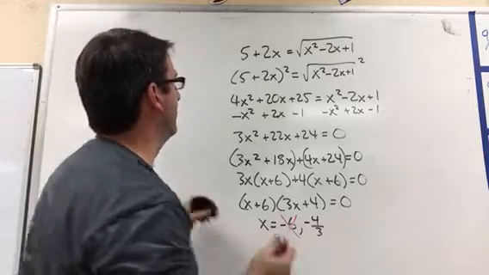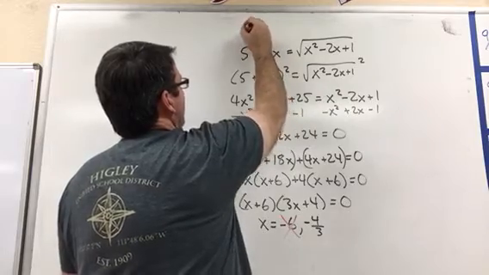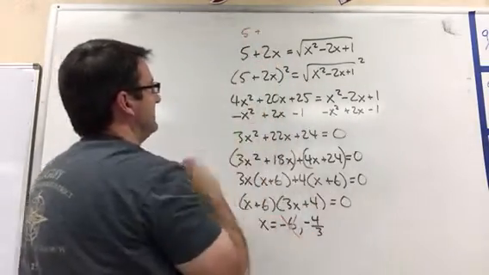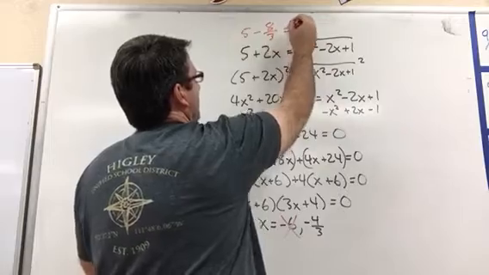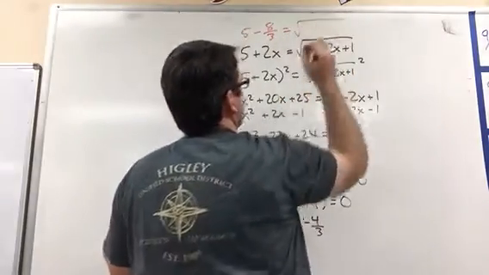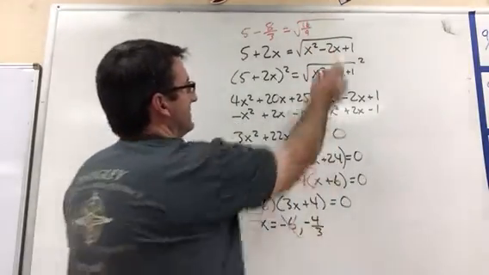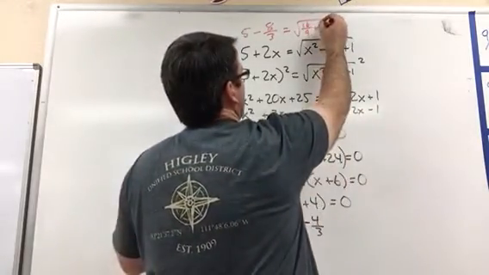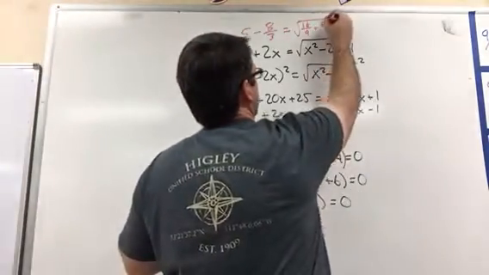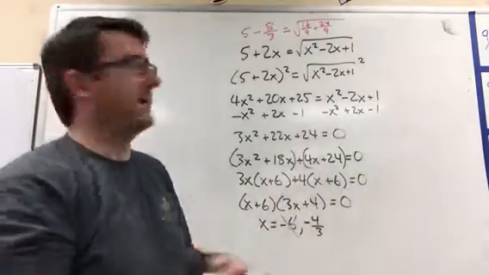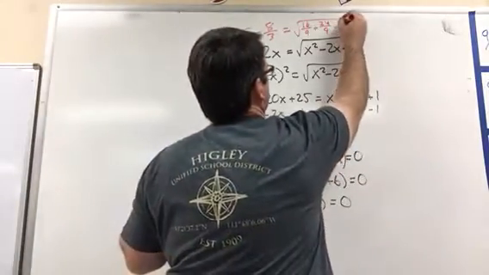Let's check negative 4/3. So here we have 5 plus negative 4/3 times 2x. That's going to be negative 8/3 is equal to the square root of negative 4/3 squared is 16/9. Negative 4/3 times negative 2 is positive 8 thirds, which is 24 ninths. Go ahead and create a common denominator so that we can add those together. And then plus 1, which is 9 ninths.